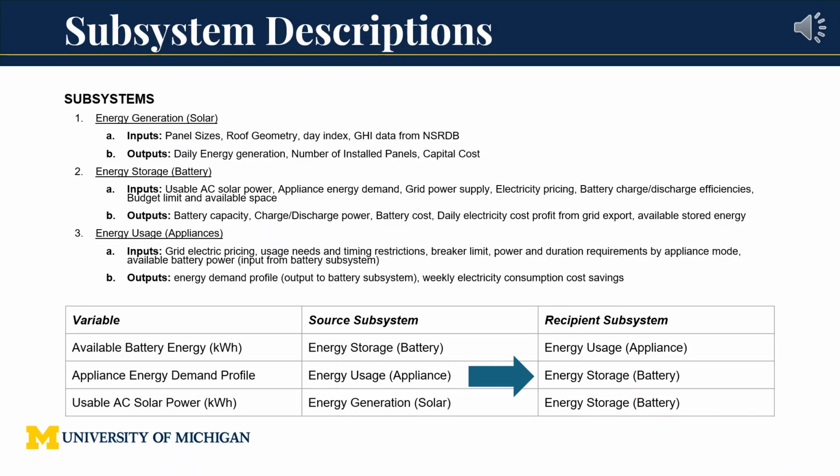The subsystems are repeated here in a textual format. Our solar subsystem will handle energy generation, our battery subsystem will handle energy storage, and our appliance subsystem will address energy usage. To recap our linked variables, there is a two-way interaction between subsystems 2 and 3, with available battery energy being sent to the appliances and energy usage needs being sent back to the battery. This ensures that the battery is not over or under designed. Between subsystems 1 and 2, we have a one-way relationship with usable generated power being sent to the battery.